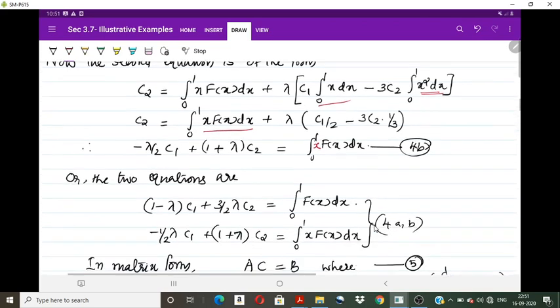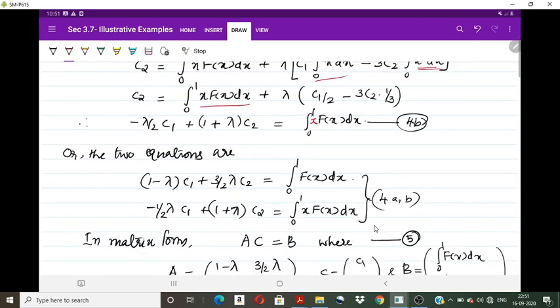Or the two equations can be written as a system of equations: (1 minus lambda) c1 plus 3 by 2 lambda c2 equal to the integral from 0 to 1 of f of x dx, and minus 1 by 2 lambda c1 plus (1 plus lambda) c2 equal to the integral from 0 to 1 of x into f of x dx. This is the system of equations, named as 4, which contains 4a and 4b.